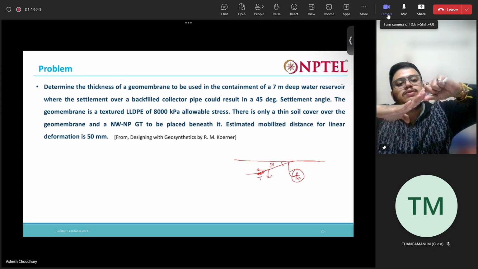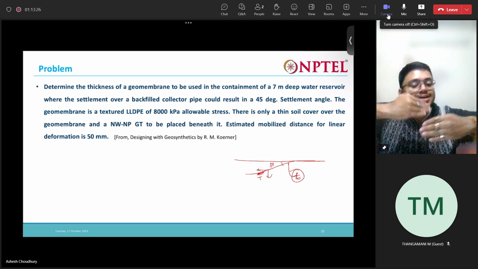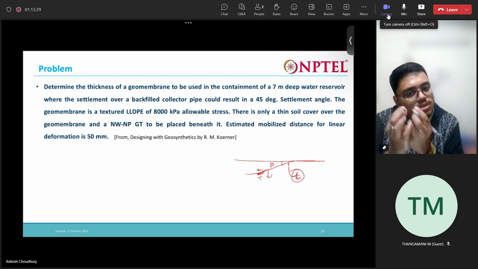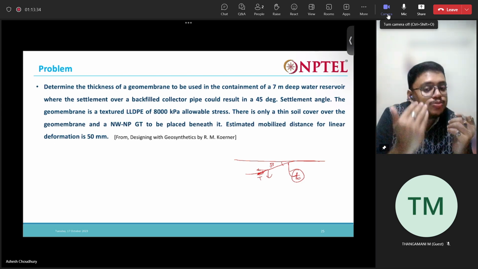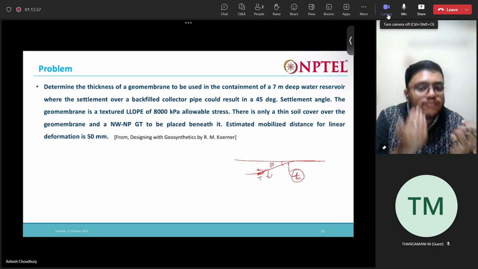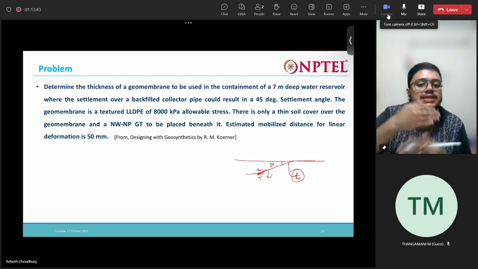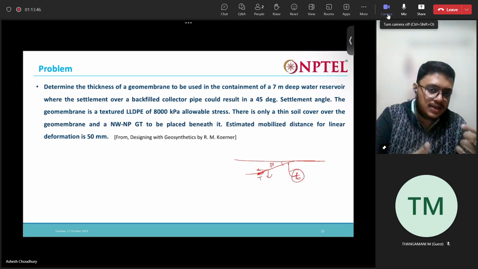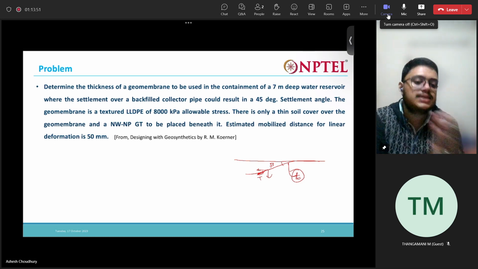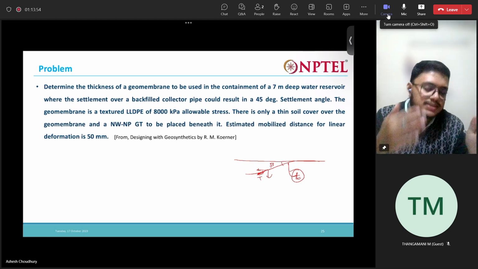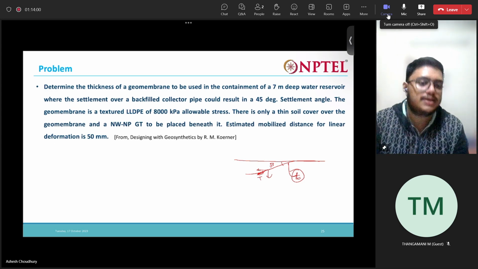what will happen? Some tensile forces will start generating in this geomembrane layer. The thickness should be such that the geomembrane can hold that settlement, that means the geomembrane can sustain that settlement without failing. The main purpose is that we need to choose a geomembrane with a proper thickness such that it can sustain the possible settlements without failing, that is, without tearing.